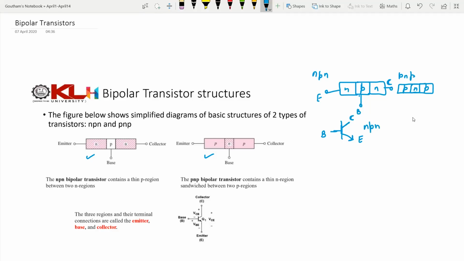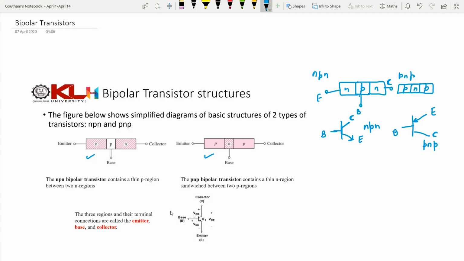This is how a PNP would look. This is the base, the emitter would have the arrow pointing inwards here, and then this is the collector. So this is the symbol of the PNP transistor. The same has been depicted here as well.